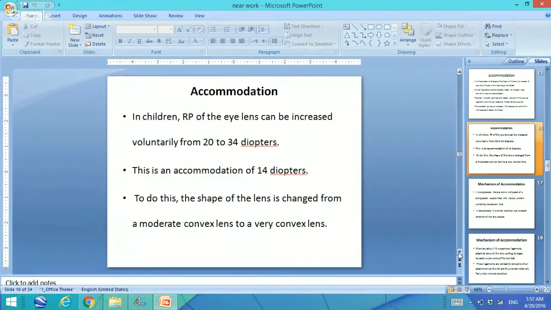In children, the refractive power of the eye lens can be increased voluntarily from 20 to 34, that is about 14 diopters, by this mechanism. So in children the shape of the lens can be changed to increase the power of the eye by 10 diopters.